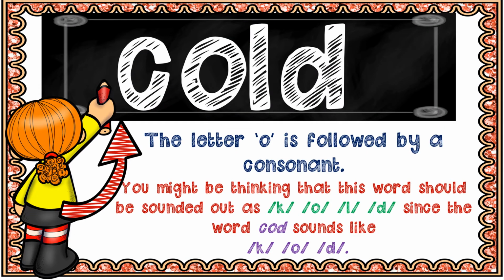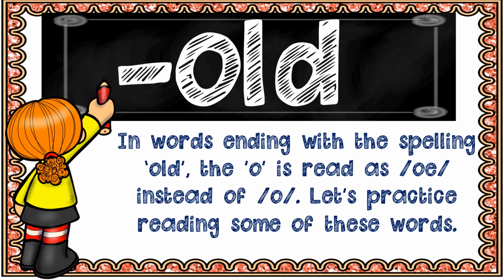For example, the word cold. The letter O is followed by a consonant. You might be thinking that this word should be sounded out as k, ah, l, d, since the word cod sounds like k, ah, d. In words ending with the spelling old, the O is read as O instead of ah. Let's practice reading some of these words. When you see a word ending in old, remember it's going to say O instead of ah.